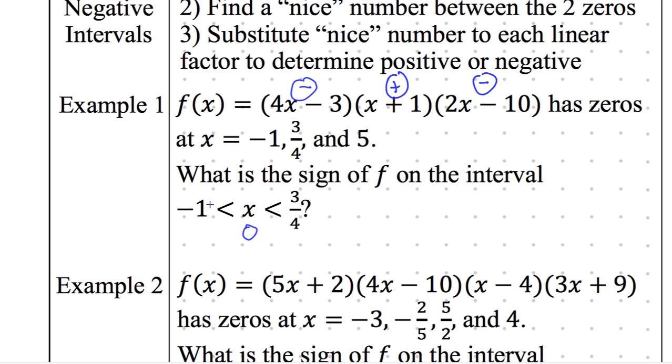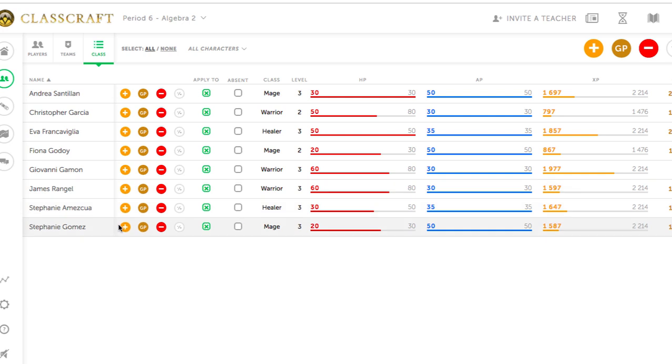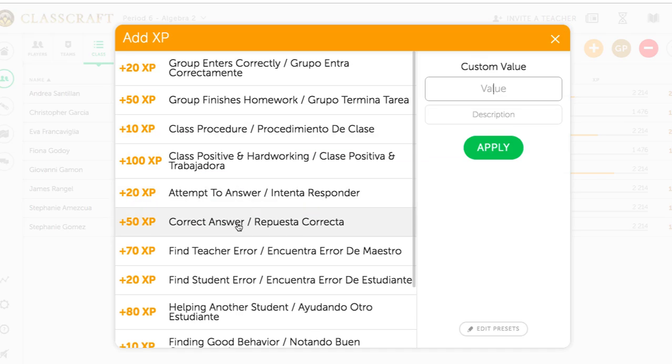So, what is my answer? What is the sign of F on this interval? One of the Stephanies. Positive. Oh my god. Stephanie got it. Thank you. Turn in your card, Stego.